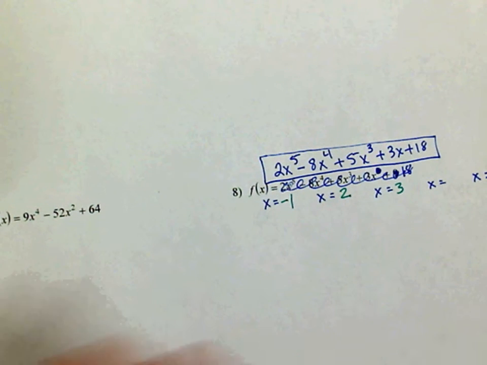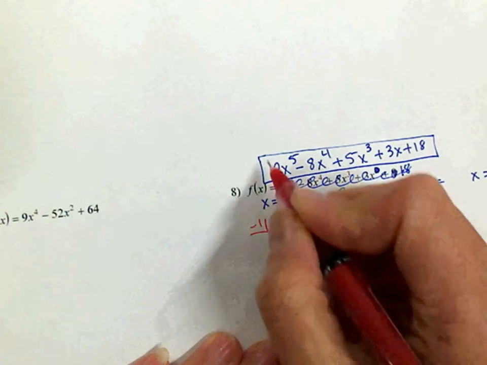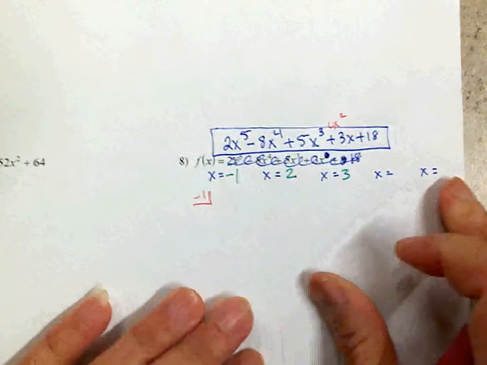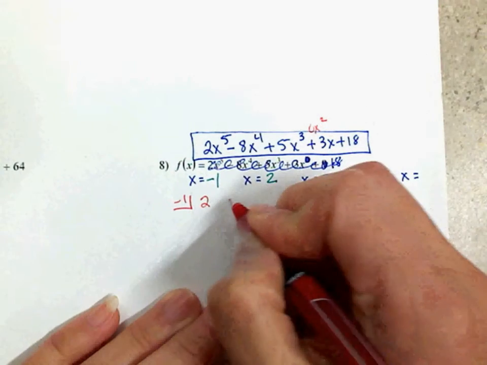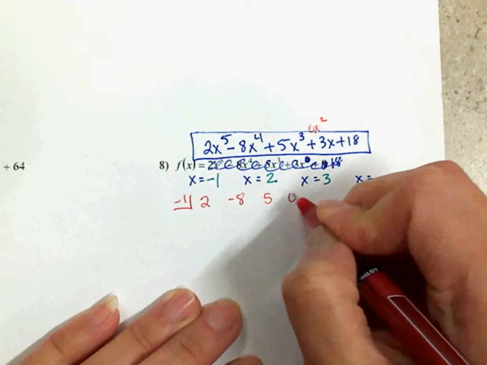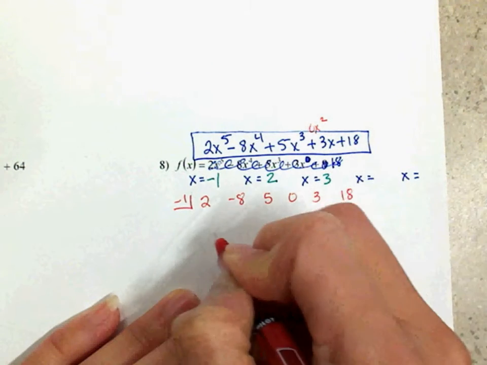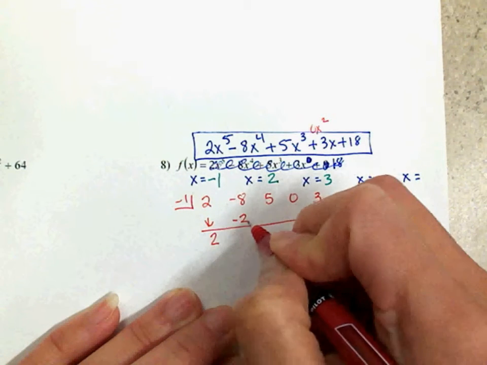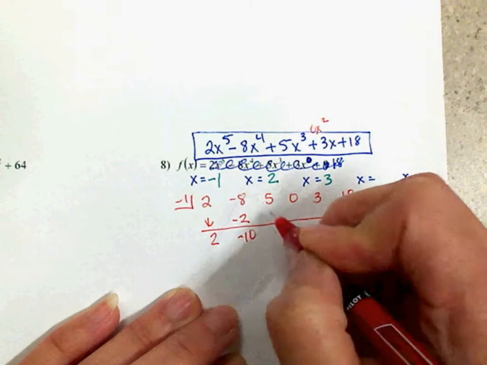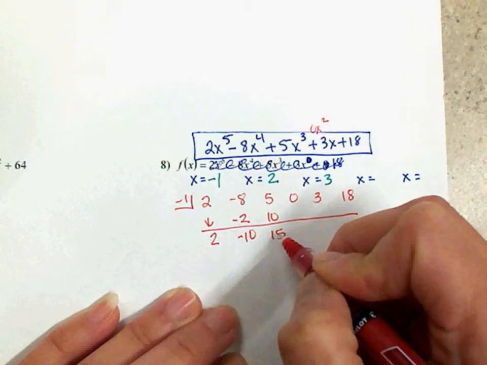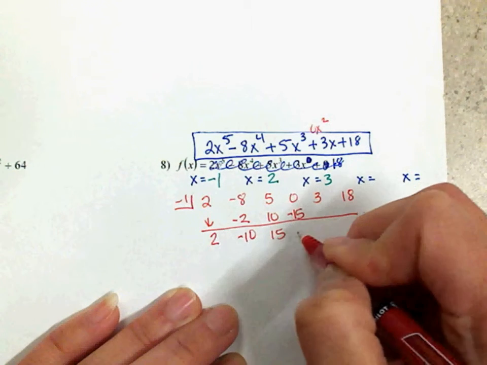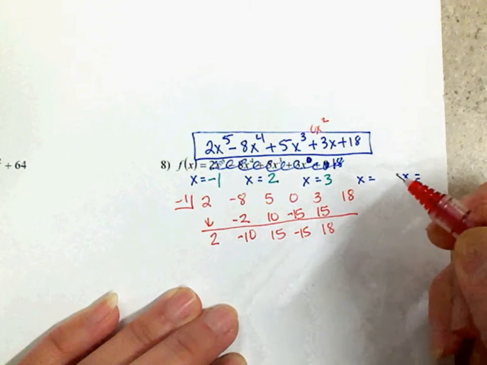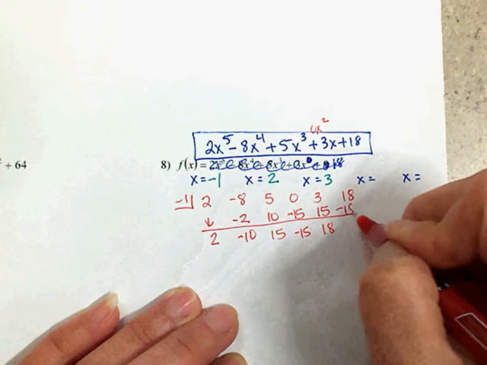Make sure they're in order. I'm missing a 0x squared. You guys see that? So I'm going to write 2, negative 8, 5, 0, 3, and 18. Do your synthetic division. Bring down your 2. 2 times negative 1 is negative 2. Add negative 10. Negative 10 times negative 1 is 10. Add 15 times negative 1 is negative 15. Add negative 15 times negative 1 is positive 15. Gives you, add 18. 18 times negative 1 is negative 18. That gives you 0. So my first answer worked.